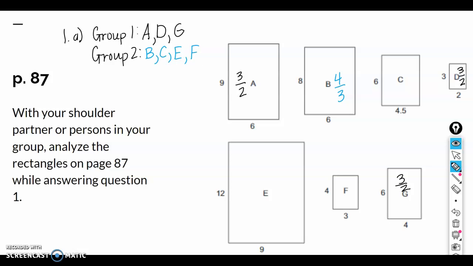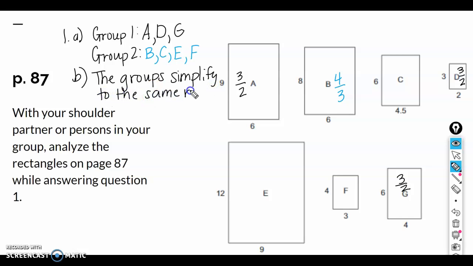They've asked us to explain why these rectangles are similar. The rectangles in each group are similar. There are many methods to determine this. For example, we could form a ratio of width to length. If we do that, we see that the rectangles in each group simplify to the same ratio, which shows us that they are similar. So again, groups A, B, and G, and groups B, C, E, and F. These are the rectangles that are grouped together because they are similar.